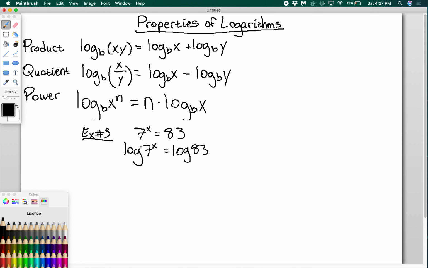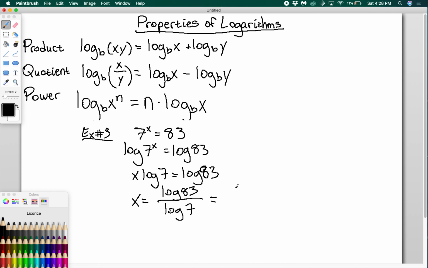So I have this log setup now. Remember, the base is 10. And the cool thing about this is that because x is in the exponent, I can just bring the x out front. Then I have x log 7 equals log 83. Now I can divide both sides by log 7, and I have x equals log 83 divided by log 7. Now I can put this in my calculator, because I have a log button on my calculator. So I use log 83, enter, divided by log 7, and this should give you about 2.27.